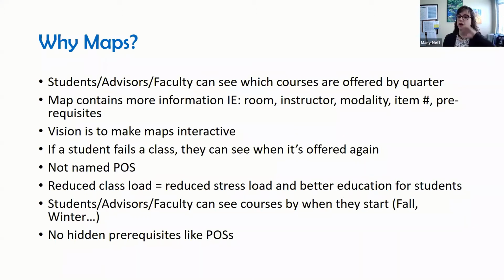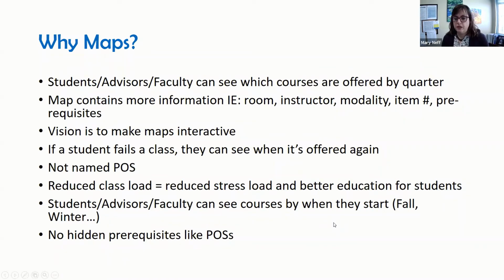The maps that are on the back end, our end, contain a lot more information. So the admins and deans and faculty don't have to go to 6 different documents to find the information they need. Things like what room, who the instructor is, what modality, the item numbers, the prerequisites, everything is on the one document. Again, the vision, Johnny really wants to make it interactive, which I think would be great. If a student fails a class, they can see when it's offered again.